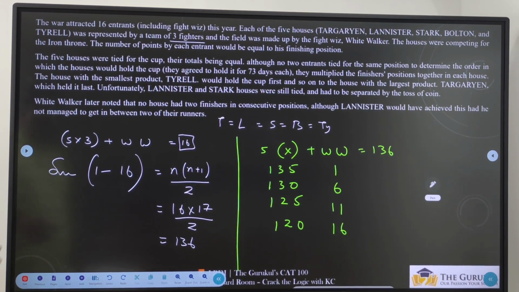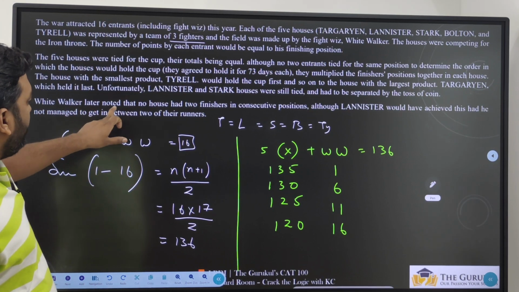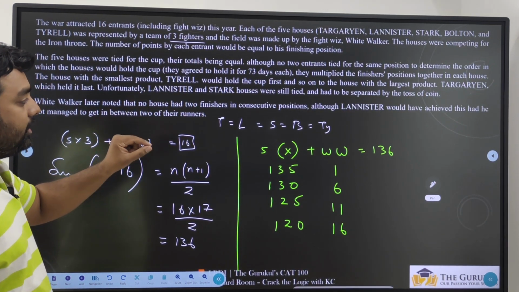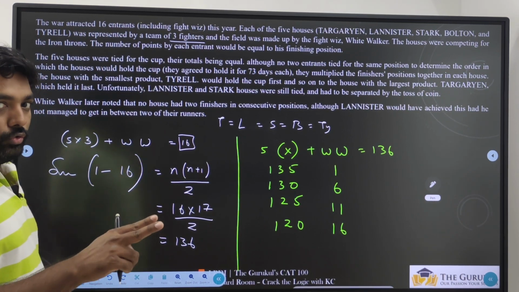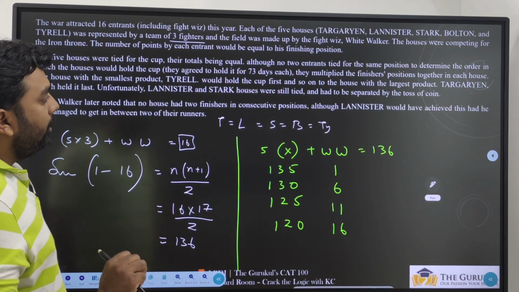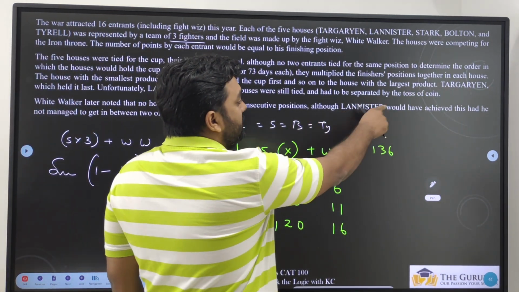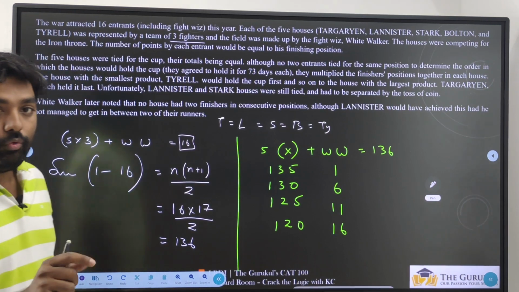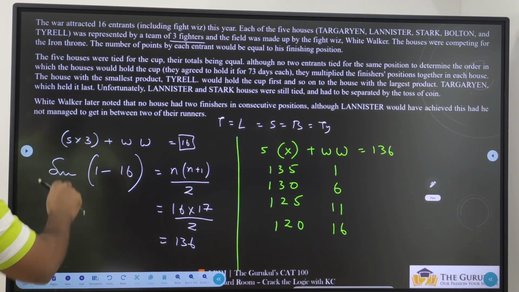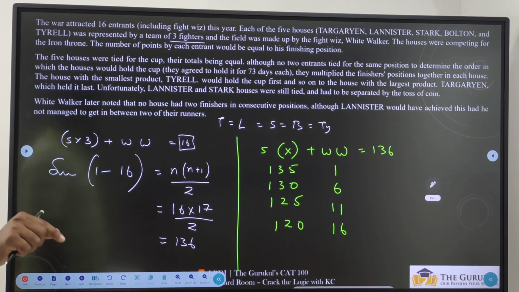Now if you observe, White Walker later noted that no 2 houses had 2 finishers in consecutive positions. So no 2 houses have rankings like 1, 2, 3, 4, 5, 6 in between them. Although the Lannisters would have achieved this, had he not managed to get in between those 2 runners. Who managed to get in between those 2 runners? White Walker.